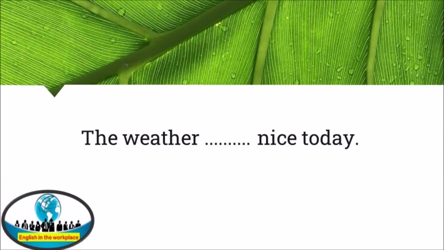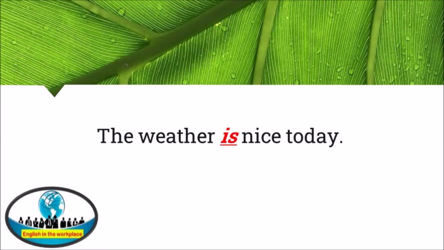Okay, the weather am, or is, or are nice today. The weather am, is, are. Okay, the weather is nice today. Weather is an uncountable noun. We can't count it. The nouns that are uncountable take singular verbs, so we will give it is, we can't give it are, and of course we can't give it am, because am goes with I, right?